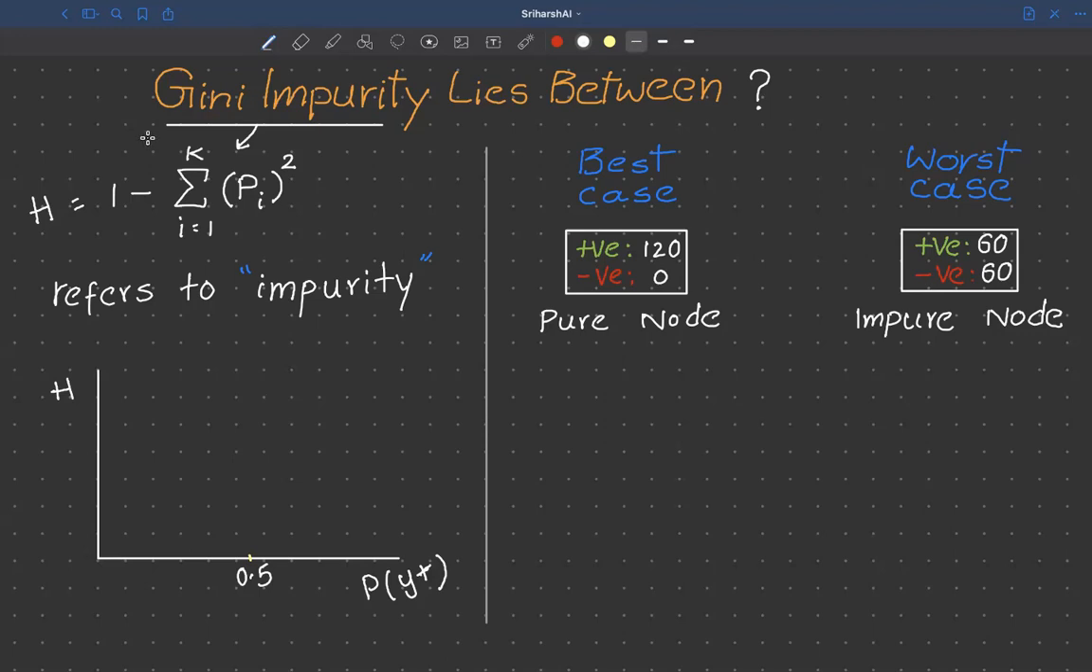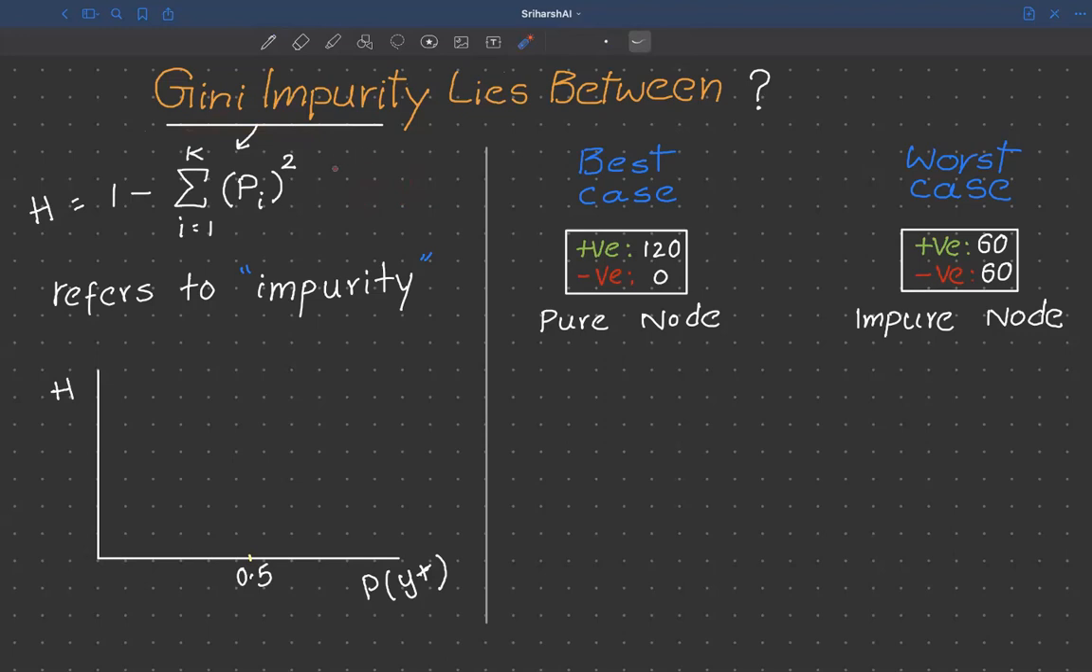Let's see what range of values Gini impurity lies between. In the previous video, we have seen what range of values entropy lies between. We have seen that entropy lies between 0 and 1. The minimum value will be 0, the maximum value will be 1. Similar to entropy, Gini impurity also refers to impurity. It is also one of the measures to compute the impurity.